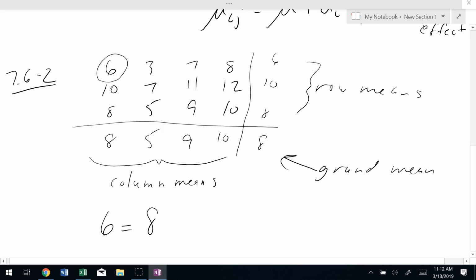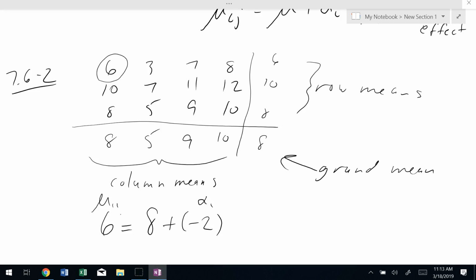Well, let's look at the rows and the columns. Here's my row, right? If I'm in row 1, I'm in a row with a mean of 6. How far away is the 6 from the grand mean? 2. It's 2 below, right? So the row effect in this case is going to be a -2. Since we're in the 1, 1 spot, this is alpha 1. This is mu sub 1, 1 here. Does that make sense?